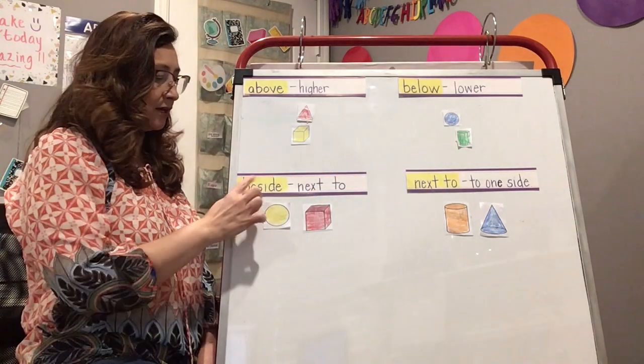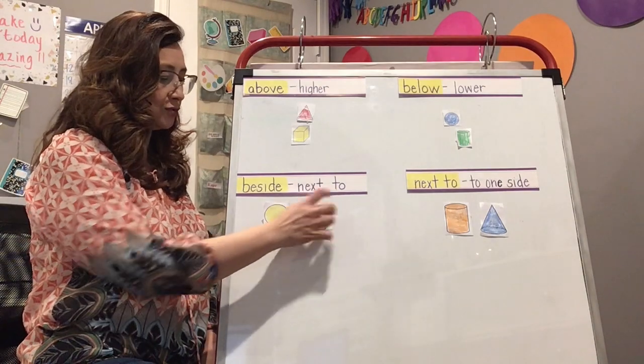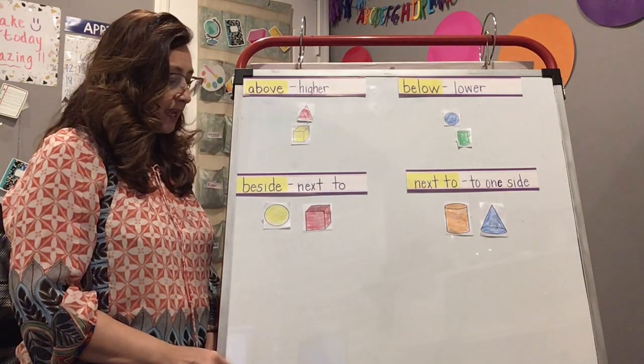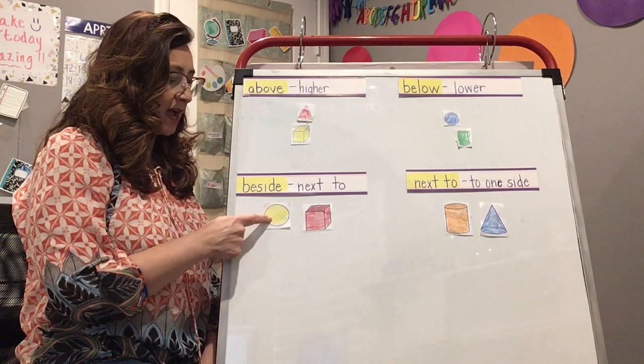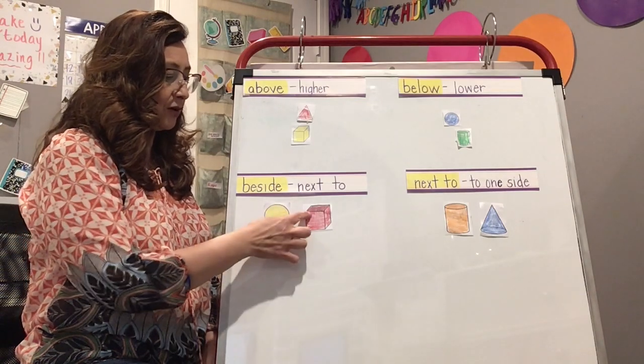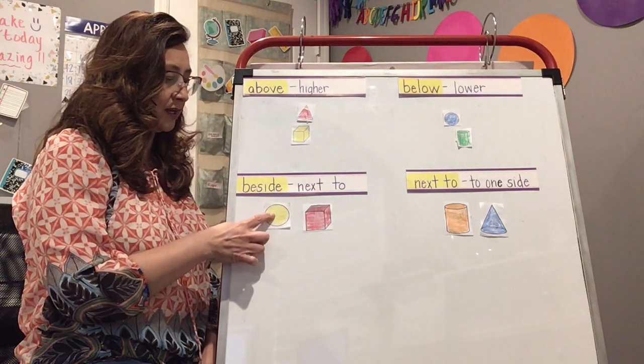Then we learned the word beside. Beside means next to. We can say that the red cube is beside the yellow sphere.